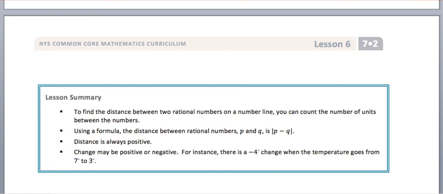Remember to look over the lesson summary and make sure that it makes sense to you, and then continue on with the problem set.